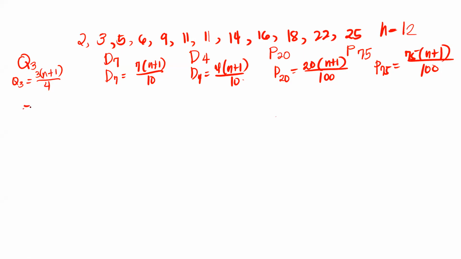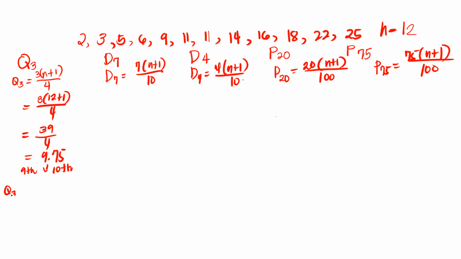Yeah, 12 na. So we have 3 times 12 plus 1 divided by 4. Okay. So that's 3 times 13. What is 3 times 13? It is 39. 39 divided by 4 is 9.75. So, nasa pagitan siya ng 9th term and 10th term. Okay? So, itong dalawa yung data na kailangan nyo.